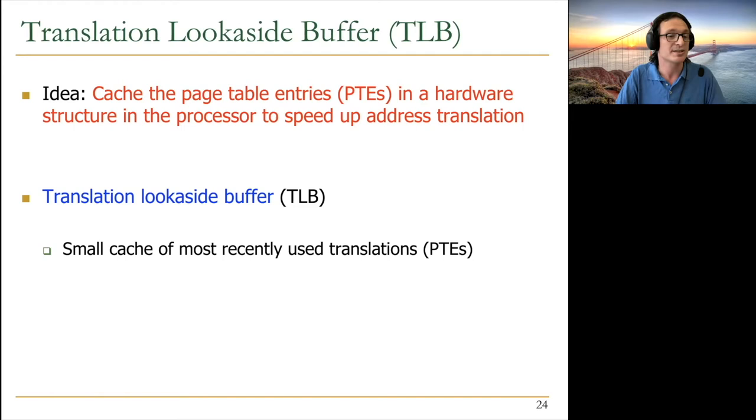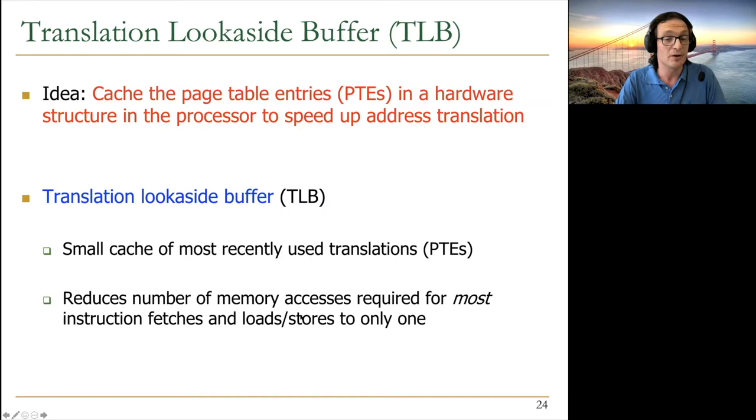So it's really a small cache of recently used translations, or PTEs, page table entries. In fact, in each TLB entry, you have a page table entry. And the idea is to reduce the number of memory accesses required for most instruction fetches and loads and stores to only one. Well, not even one, actually, because the translation look-aside buffer cannot be considered memory. It's really a cache. So basically, you reduce it to a cache access. You get the translation right away without even accessing memory. But of course, for the first time, you need to bring the translation from memory into the translation look-aside buffer and store it there.